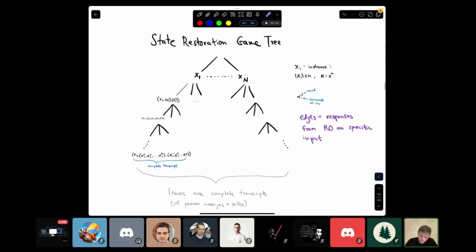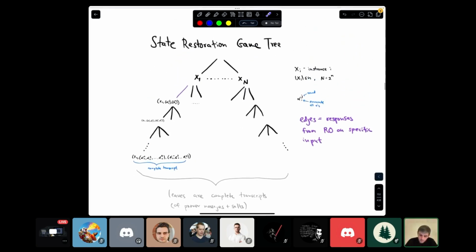And the goal of the prover would be to output a complete transcript, much like we see here, such that the verifier would accept on this complete transcript.